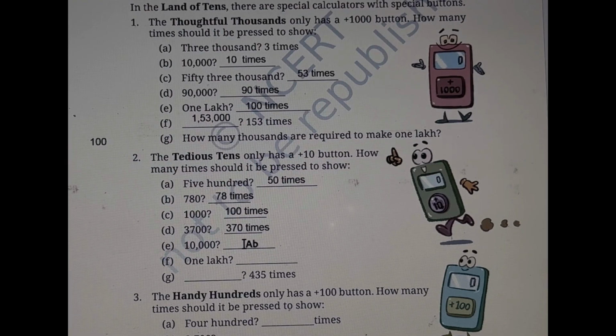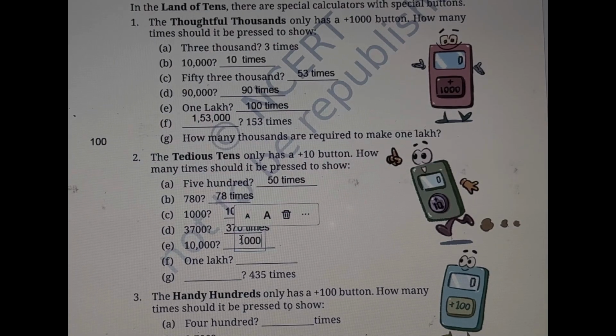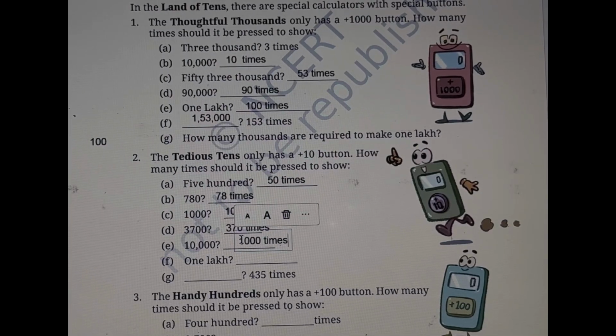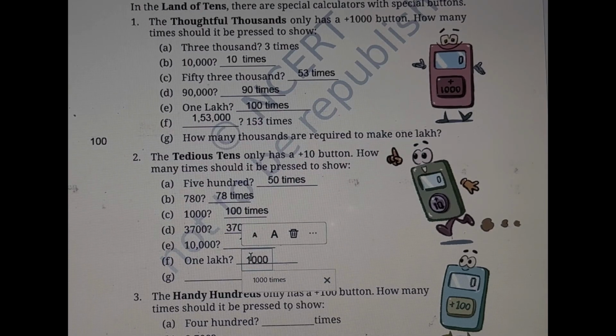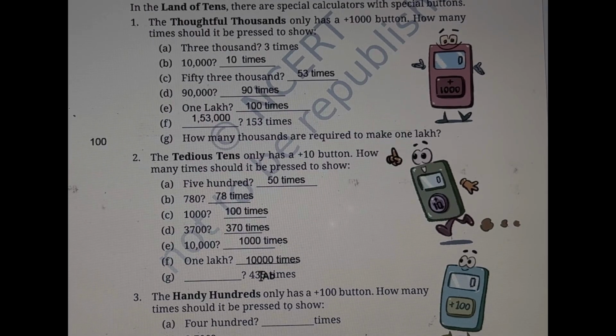Next is 10,000. So strike off the last 0. So the digits remaining are 4 digits, which is 1000. So 1000 times you will press the tedious tens button and you will get 10,000. Now 1 lakh has 5 zeros. If you remove one 0, you will get 10,000 times. So 10,000 times you need to press. Now it is easy, right?